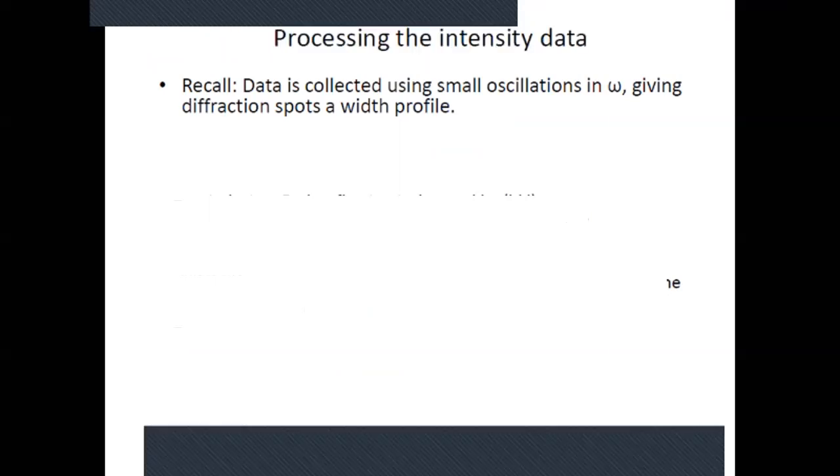So when we process the intensity data that we've collected, there are going to be small oscillations in the omega angle. If you remember, we talked about the 4 angles on the goniometer. Omega is when the whole goniometer arm moves. The reason they do this is to get a wider profile of the diffraction spots. So as you're collecting the data, there are actually tiny movements in the crystal so that we get a better width profile of the diffraction spots.